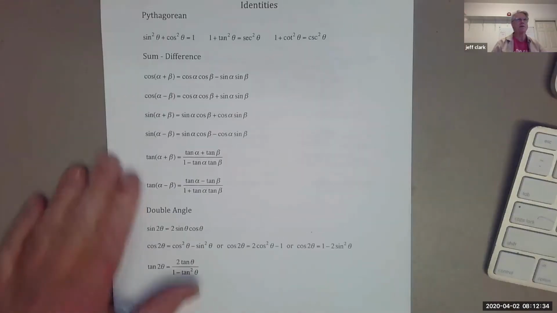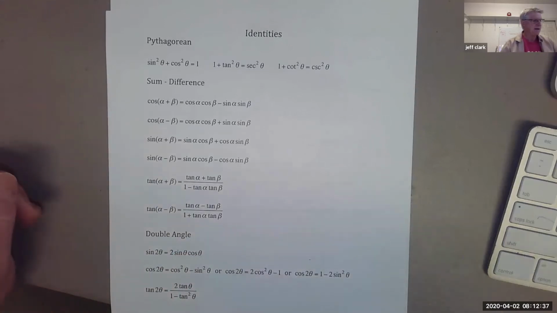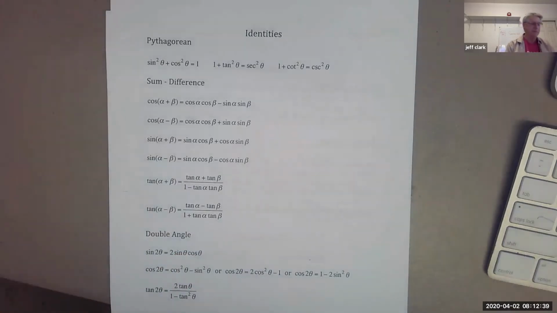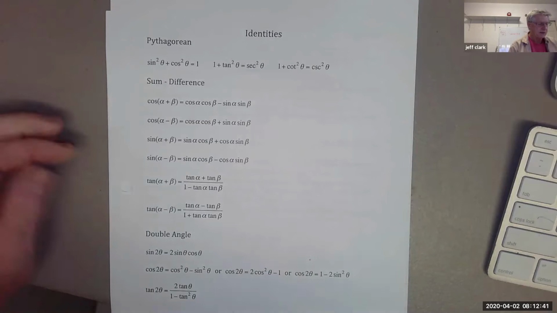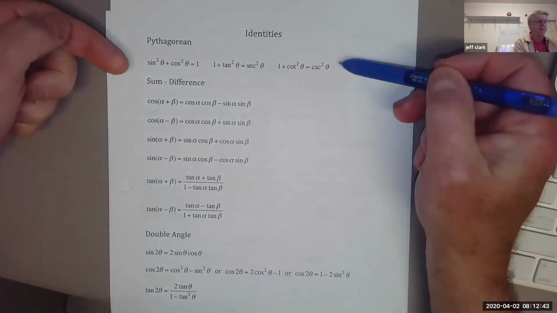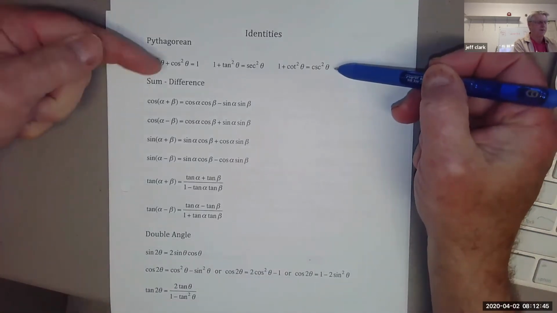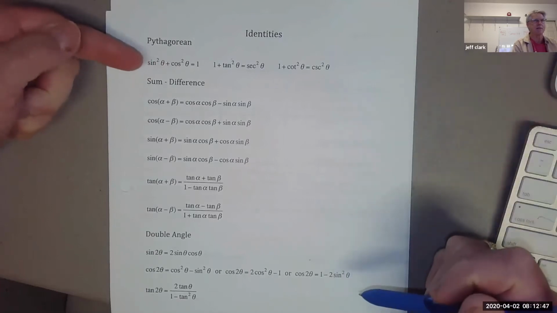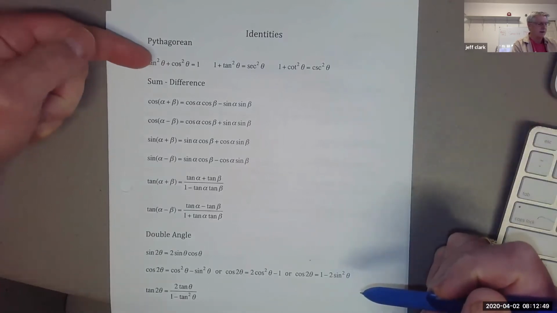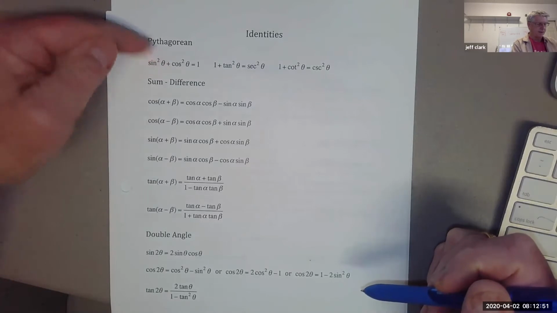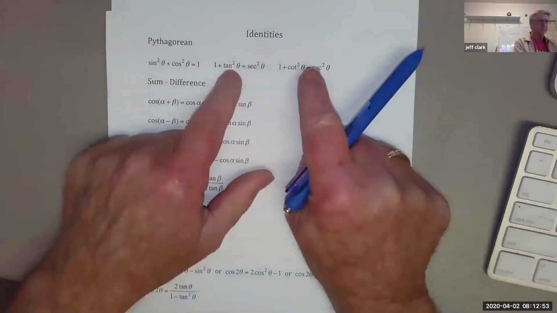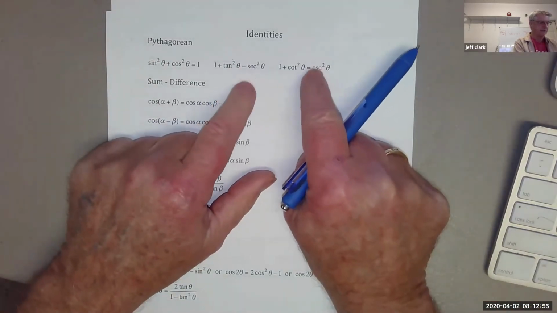This first sheet here just gives an overview of all the identities. Most of them we've done. Now you have access to them. For instance, Pythagorean, it's been a while. We've used that one there, sine squared theta plus cosine squared equals 1. That's used a lot. These are two other ones.